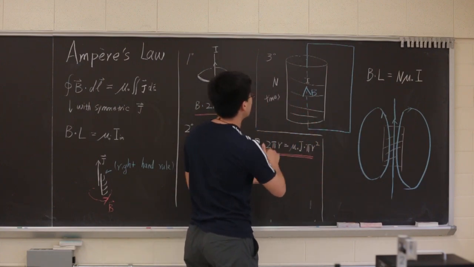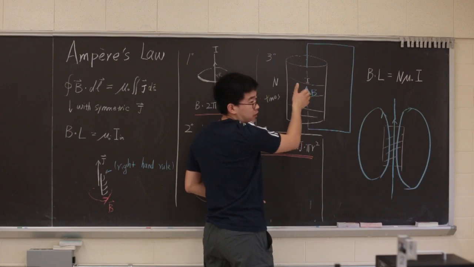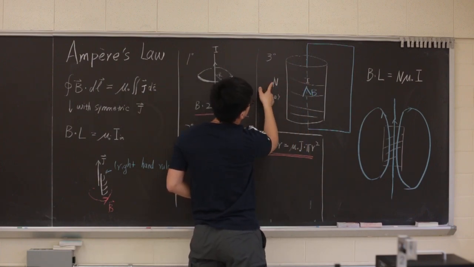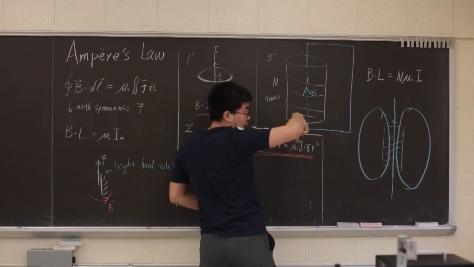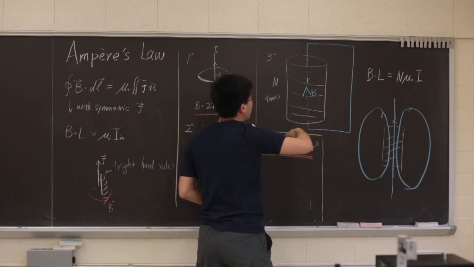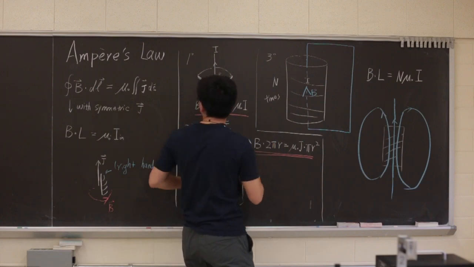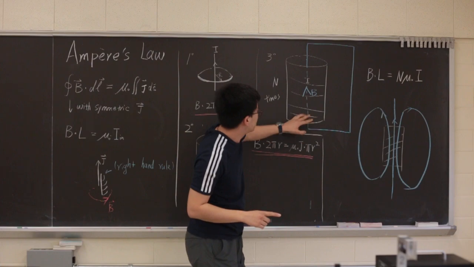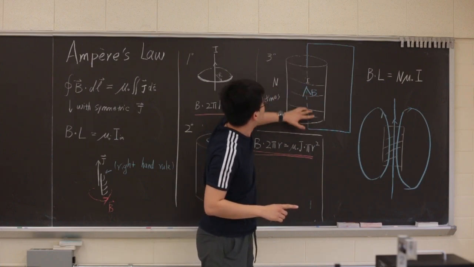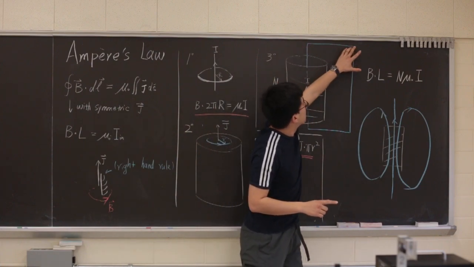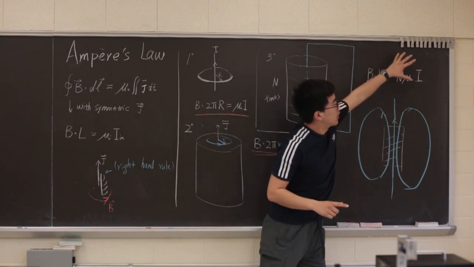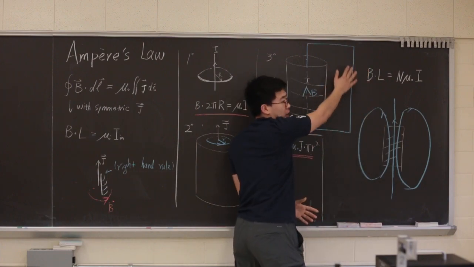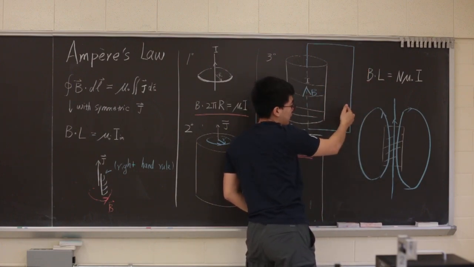The next one is a little bit harder to comprehend, but I'm pretty sure you can handle it. There's a solenoid, and we have a wire running around it n times. To apply Ampere's law, we have to take a really big line around it, so that there's no B field way out there.